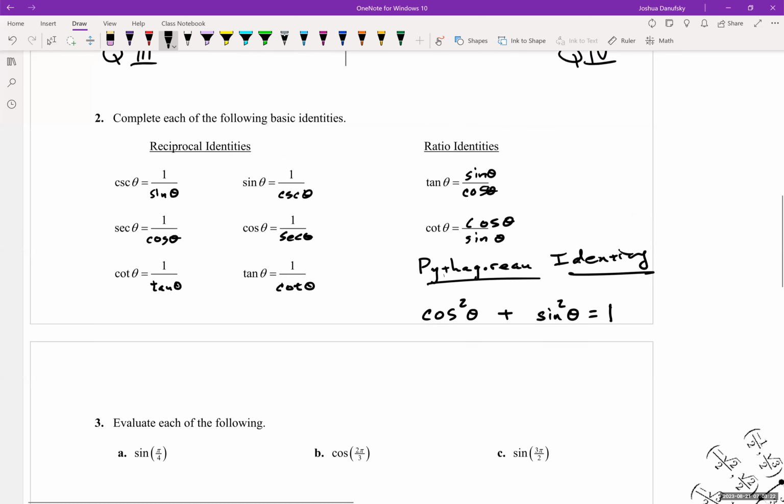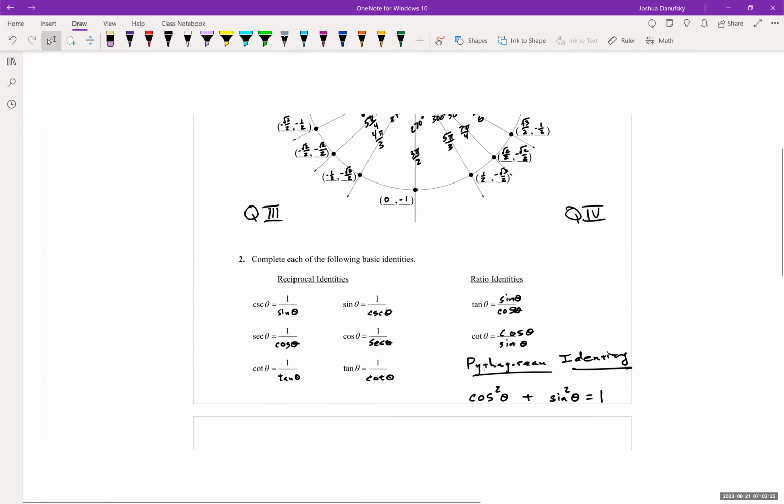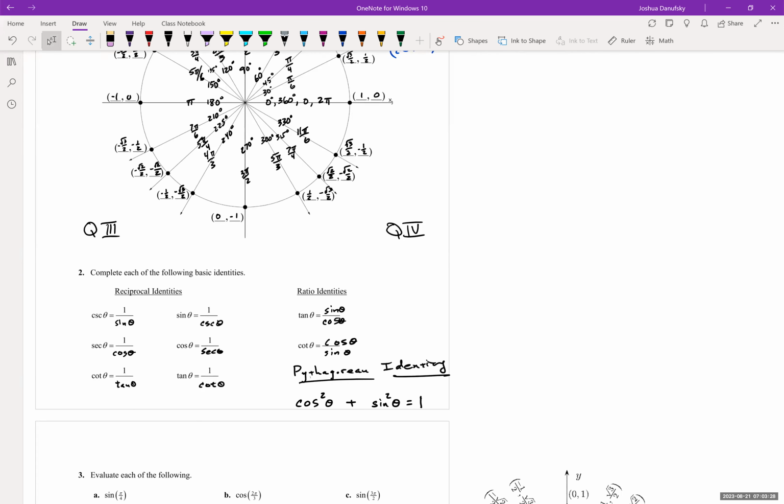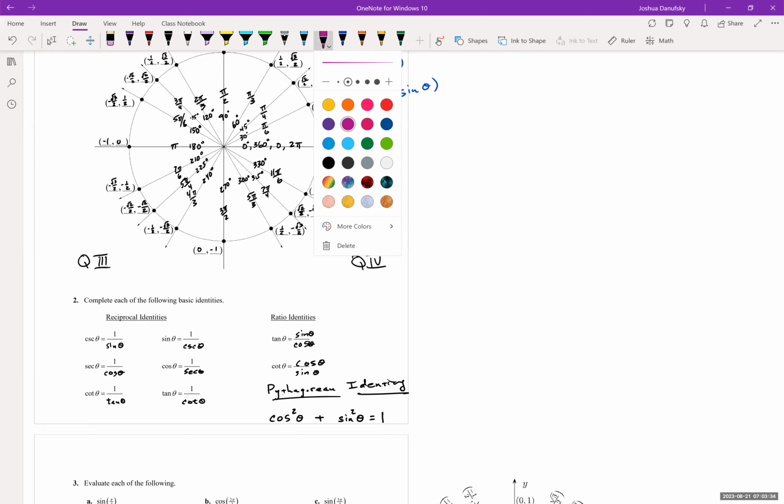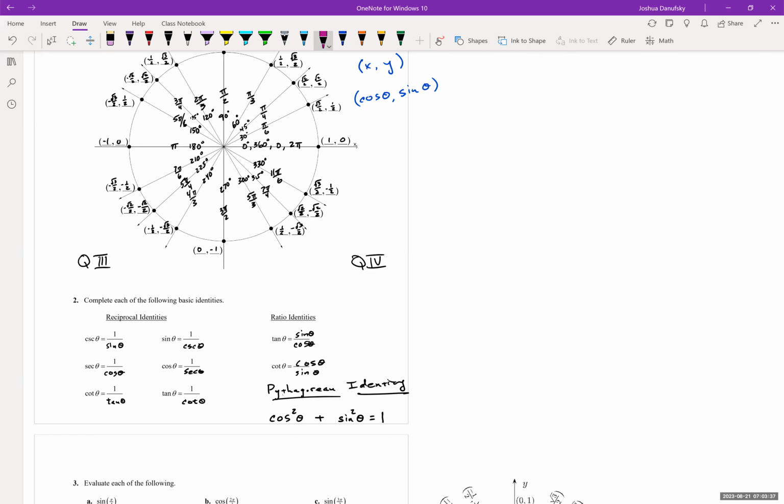And the reason this happens is because we're on the unit circle. So no matter where we go on our unit circle, we have a right triangle like this, right? And so if we take x and square it, and we add y and square it, we're going to get 1 squared by the Pythagorean theorem. So in other words, cosine, which is the x, squared plus sine, which is the y, squared, is going to equal the hypotenuse squared. So that's all we're getting at there.